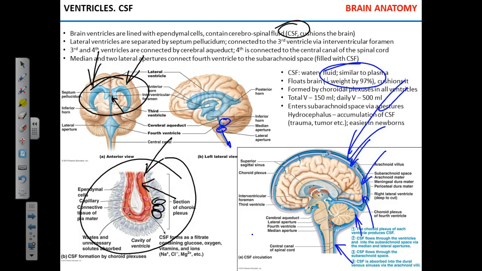Every day, choroid plexuses produce about half a liter, a pint of CSF. However, the total volume of cerebrospinal fluid in circulation at a given moment, normally, is 150 mils, a little bit less than a cup. Which means it constantly drains out. Does that make sense?